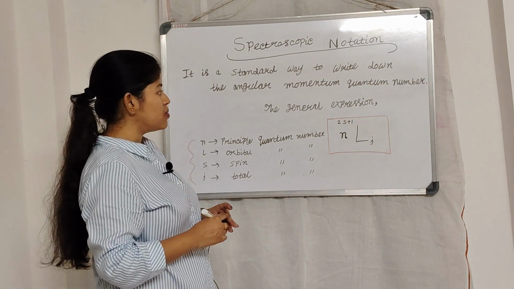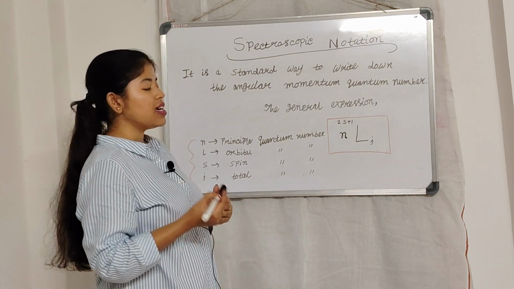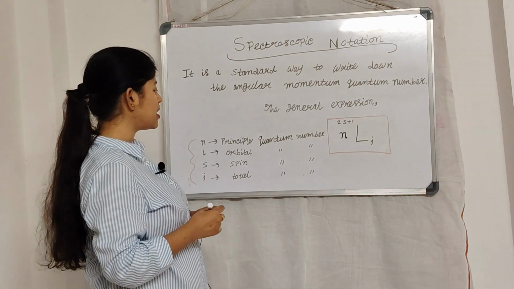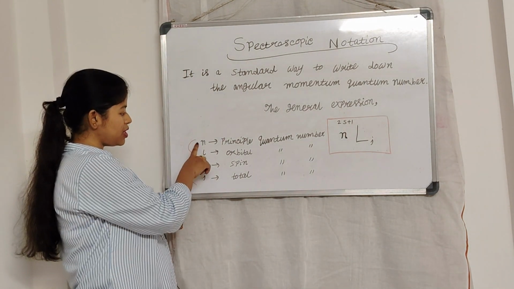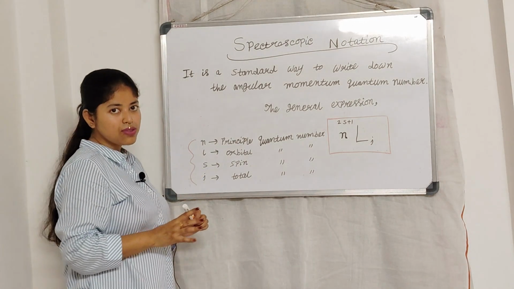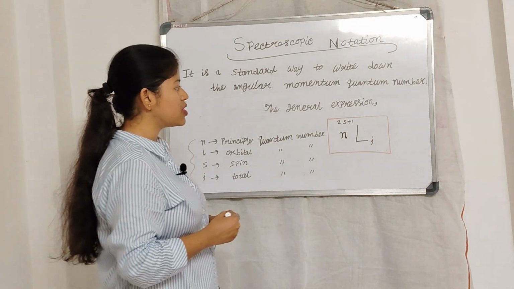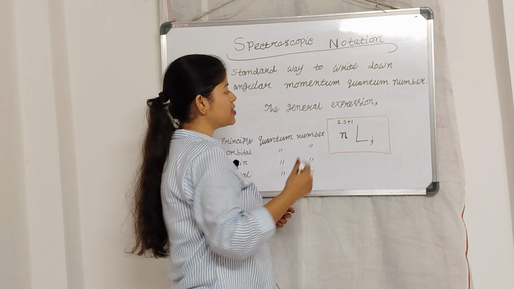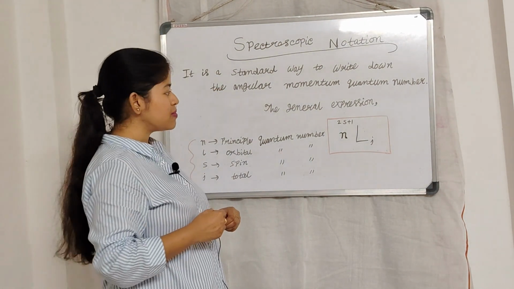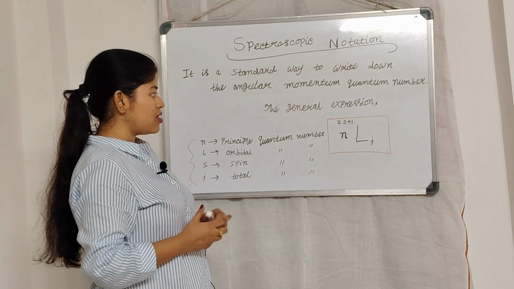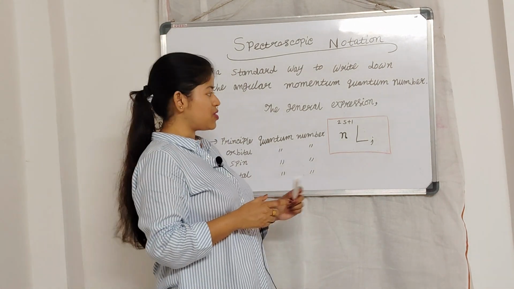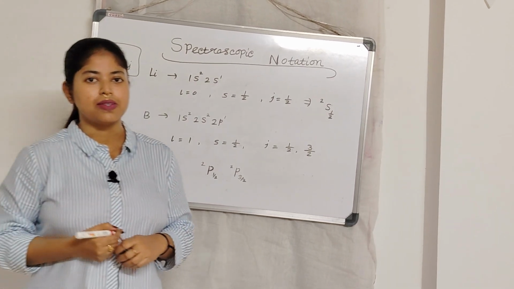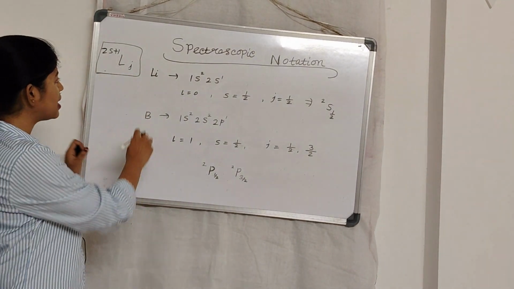So now we need to consider the electronic configurations, and from the last electron we can get the information about n, L, S and J values. Once we get those values we need to put them in this general expression and it will give us the spectroscopic notation. We'll consider some examples based on this type of problem. First we'll talk about lithium.